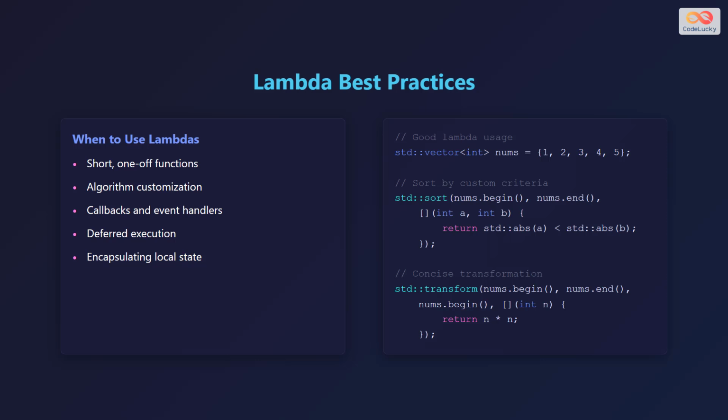For concise transformation, we call std::transform on nums. The lambda expression captures the integer n and returns n times n.